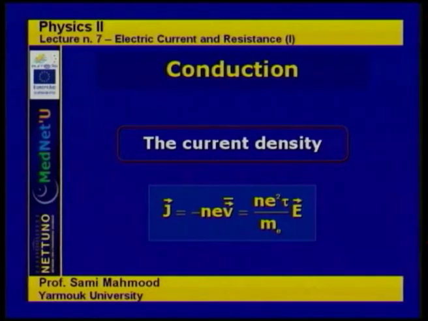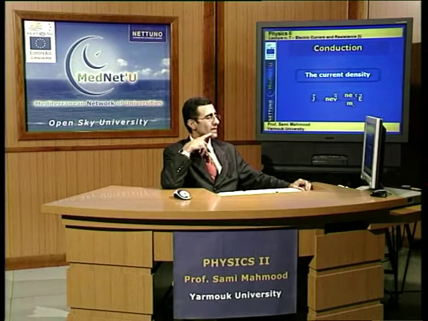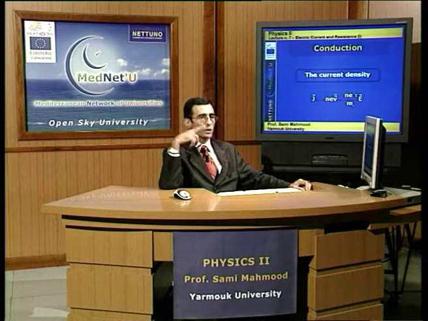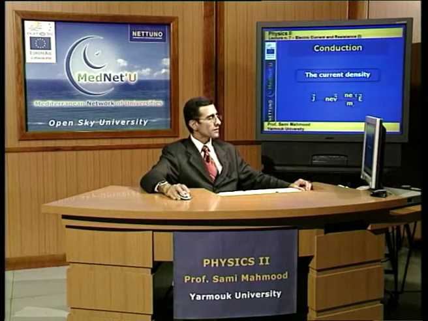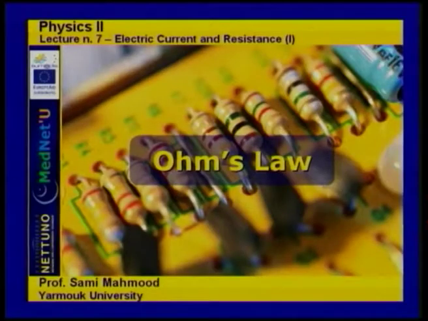is simply n times e squared, the e is the electronic charge, divided by the mass of the electron times the mean free time between two scattering processes times the electric field strength, E. Thus, we notice that J is linearly proportional to the electric field. And this is a formula that is correlating the current density with the electric field. And now, by this definition and by these results, we are ready to define Ohm's law.